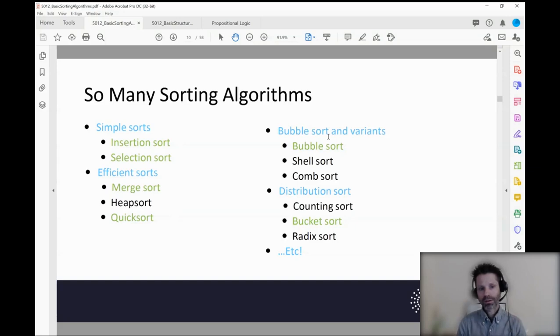There are other intuitive, let's say simple, sorting algorithms such as bubble sort, shell sort, and comb sort. Algorithms you might refer to as distribution sorts would be things such as bucket sort and radix sort.